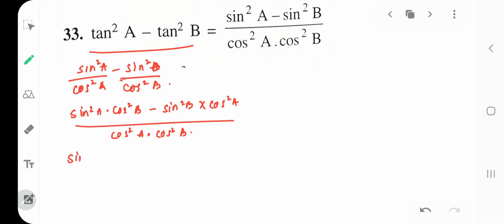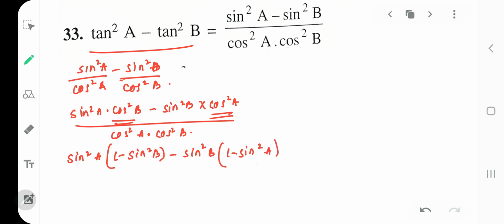Now my dear kids, sin square A, I will keep it as it is. For cos square B, I will write 1 minus sin square B. Sin square B, I will keep it as it is. For cos square A, I will write 1 minus sin square A. And down I have cos square A into cos square B.